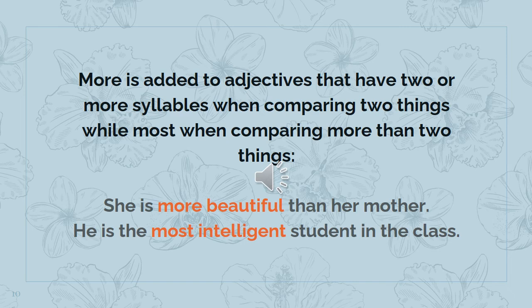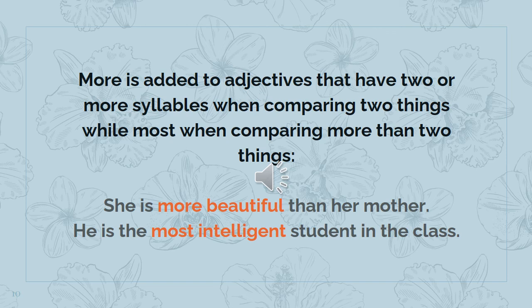We're going to add more to the adjectives that have two syllables or more when we are comparing two things, while we're going to add most to the adjectives that have two syllables or more when we are comparing more than two things. So the rule says we add more in the comparative and most in the superlative to adjectives that have more than one syllable.